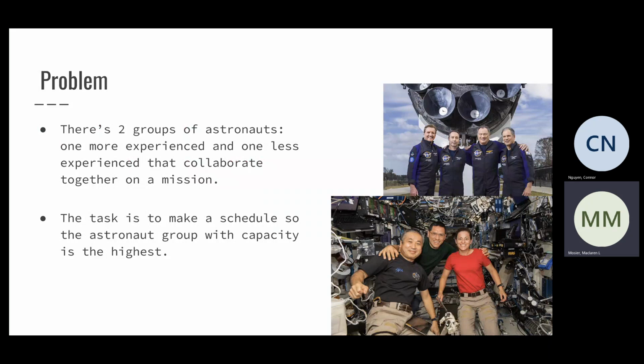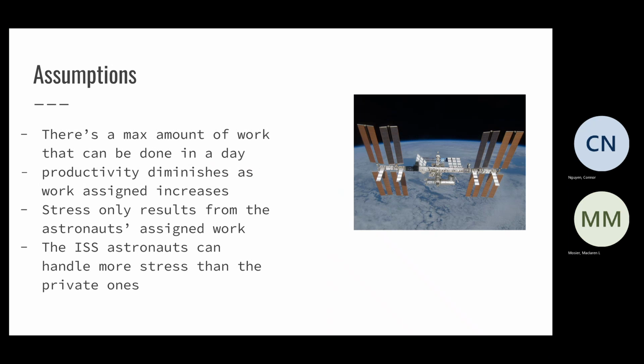So the problem is we have two groups of astronauts, one on the ISS, one heading towards it. The ISS astronauts are more experienced than the other ones, and we want to be able to model their stress before and after they meet up with each other.